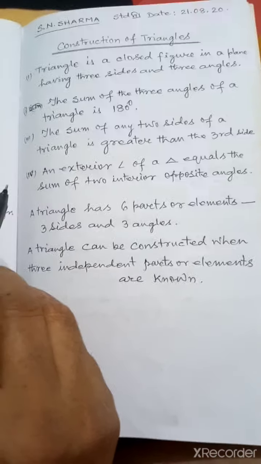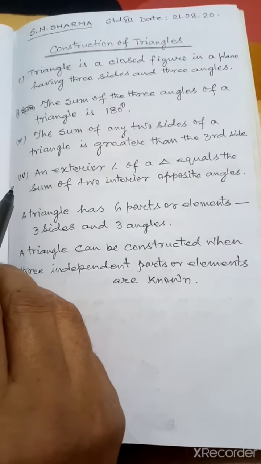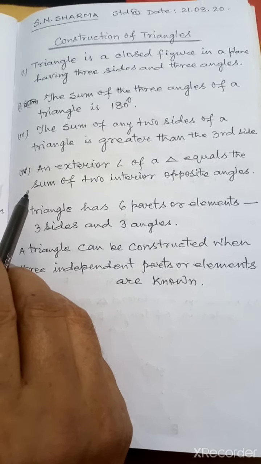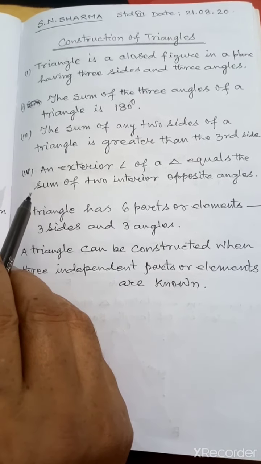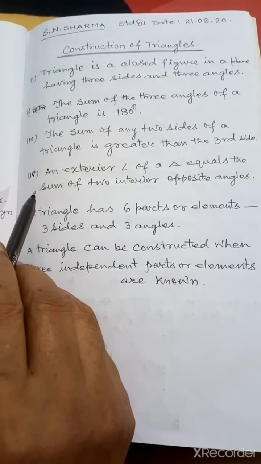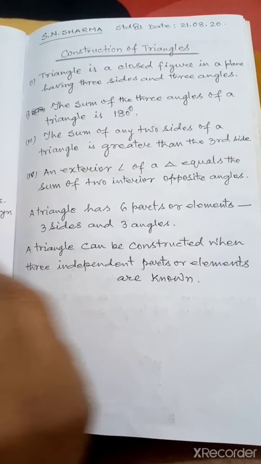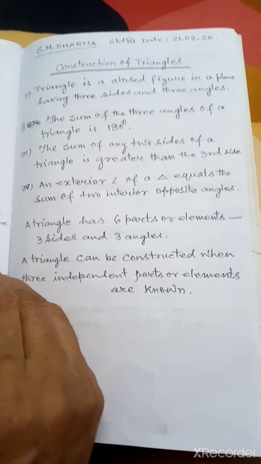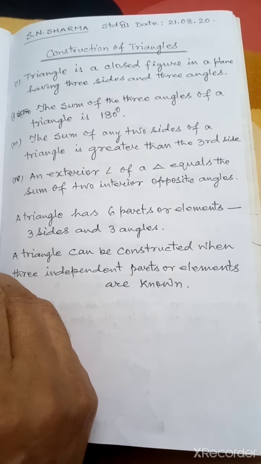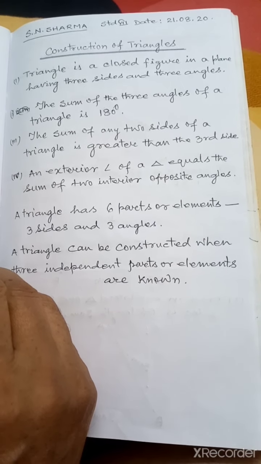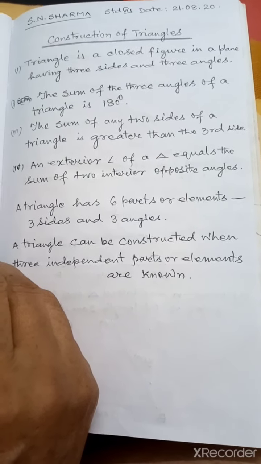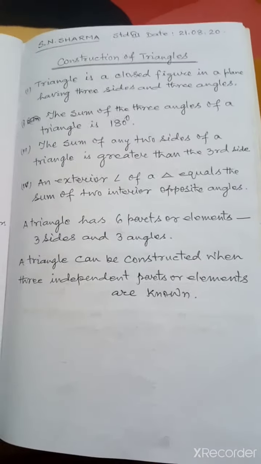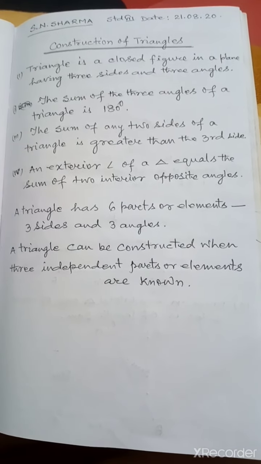Good morning, students. Today I will start the construction of triangles. You have learned in previous classes about triangle. Triangle is a closed figure in a plane which is made up of three line segments and angles. Or in other words, triangle is a closed figure in a plane having three sides and three angles.